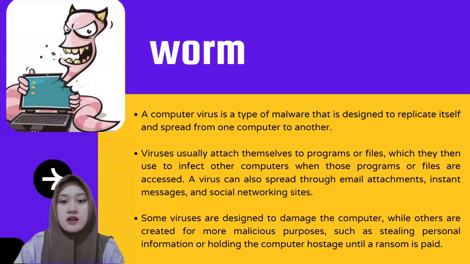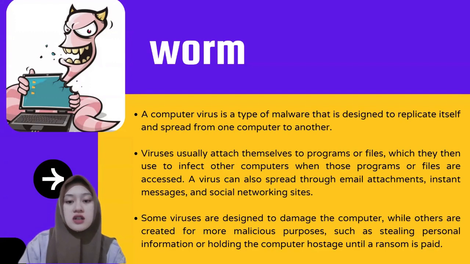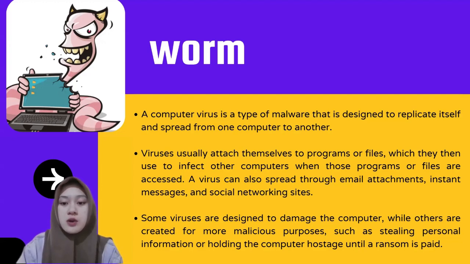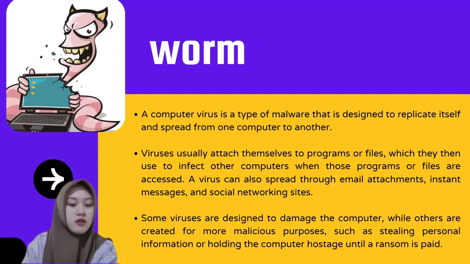Worm. A computer virus is a type of malware that is designed to replicate itself and spread from one computer to another. Viruses usually attach themselves to programs or files, which they then use to infect other computers when those programs or files are accessed. A virus can also spread through email attachments, instant messages, and social networking sites. Some viruses are designed to damage the computer, while others are created for more malicious purposes, such as stealing personal information or holding the computer hostage until a ransom is paid.